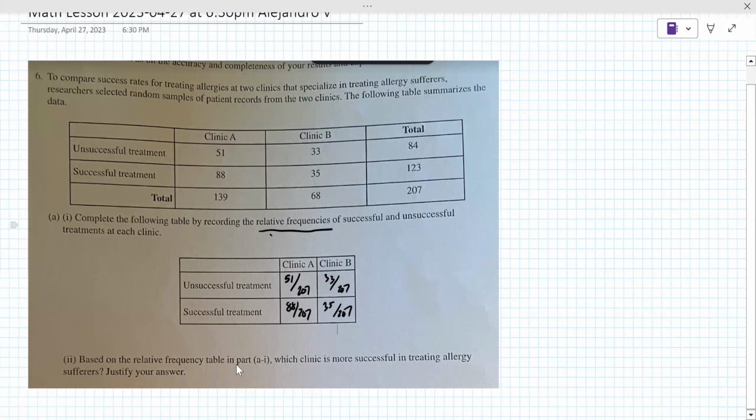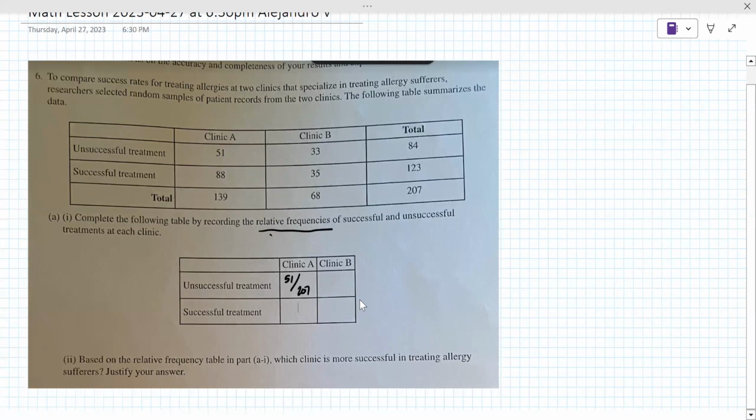Based on the relative frequency table in part A, which clinic is more successful in treating allergies? So now this is making me somewhat question. No, I guess this is okay. Basically, they're saying you can't do anything with the counts. You've got to get it down to percentages and see which is better. No, this isn't right. Sorry, let me backtrack here.